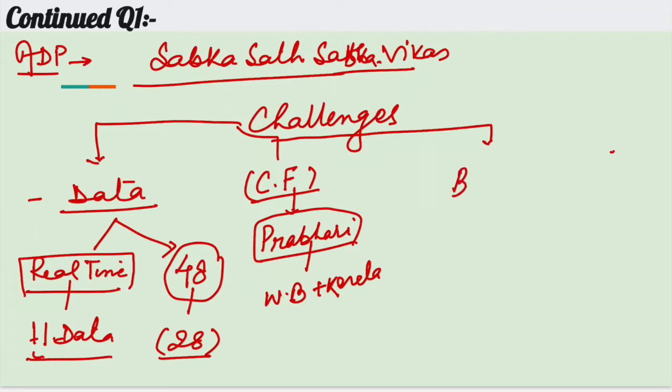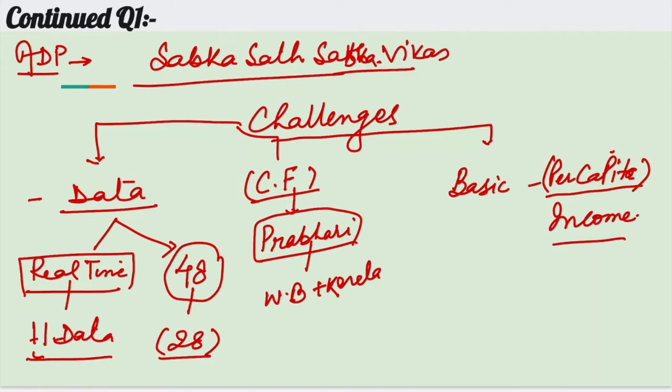Now the third challenge is that a basic factor like the per capita income of the district is not being utilized in determining the ranking of a particular district. It is considered that the per capita income of any district is a significant measure to understand how the district is making progress in terms of social and economic parameters. So it is completely missing.